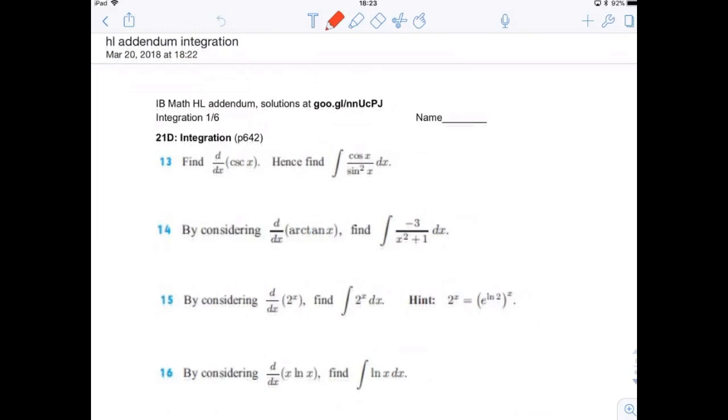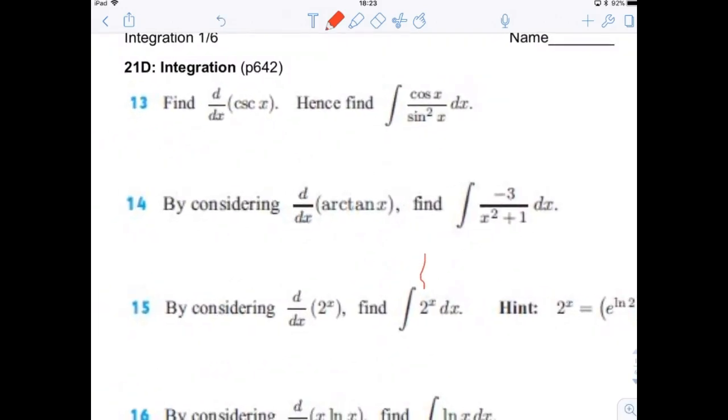Okay, here is page 1 of the addendum for integration. Number 13 from section 21D, which is the integration section. Find the derivative of cosecant, hence find the integral of cosine over sine squared.